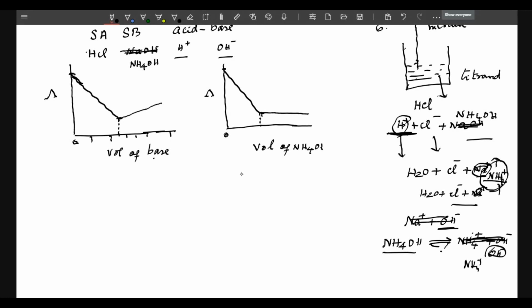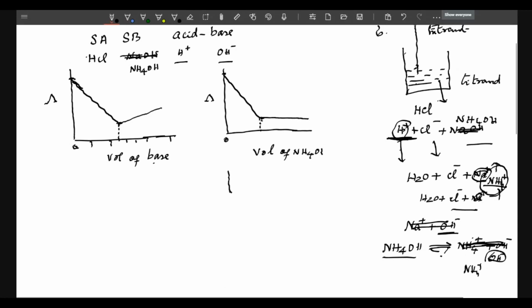And this point of intersection, we call it the equivalence point. Why is it not higher? Due to the common ion, the ammonium ion. But at the same time, if you see the reverse addition, reverse the addition. What is the reverse addition?